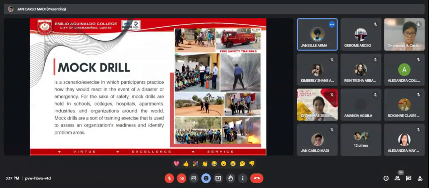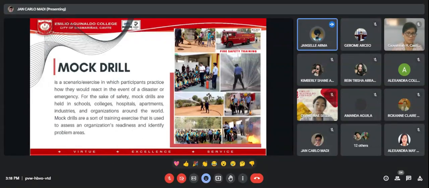So what is a mock drill? So it is a scenario or exercise in which participants, different people, individuals, practice how they would react in the event of a disaster or emergency. As we all know, for the sake of safety, mock drills are held in schools, starting from yung sa ating elementary, high school, and up to college. We have hospitals, apartments, industries, and organizations around the world, even in small groups of people in an area.